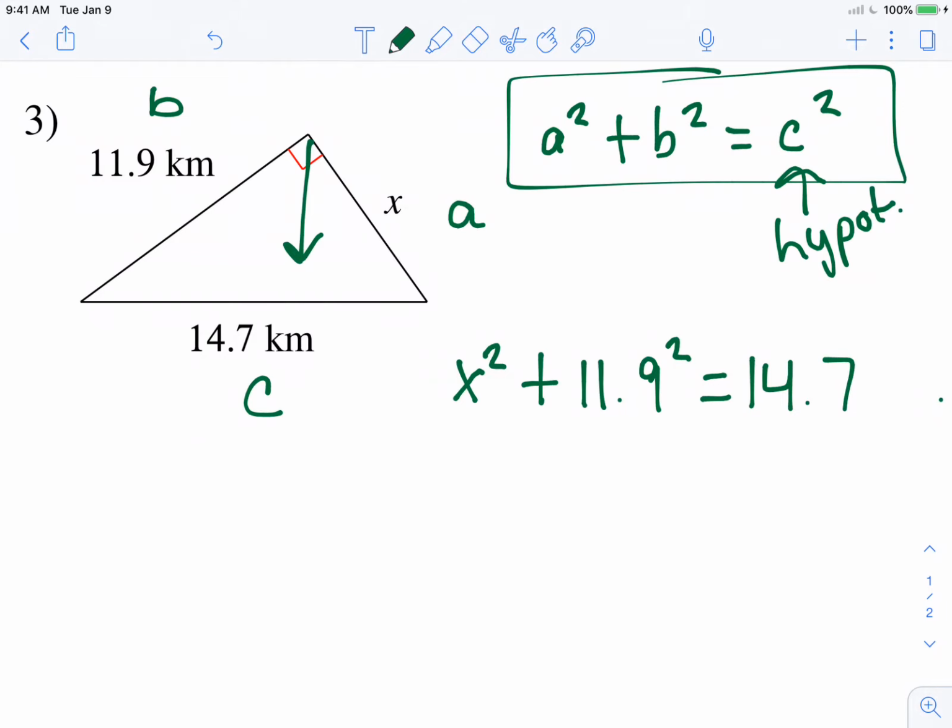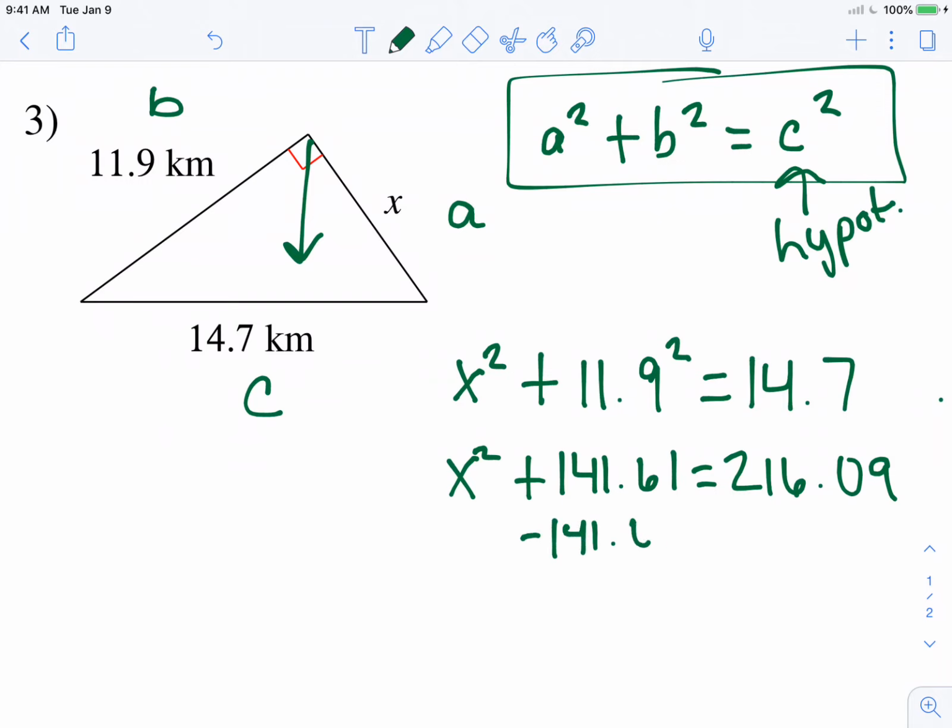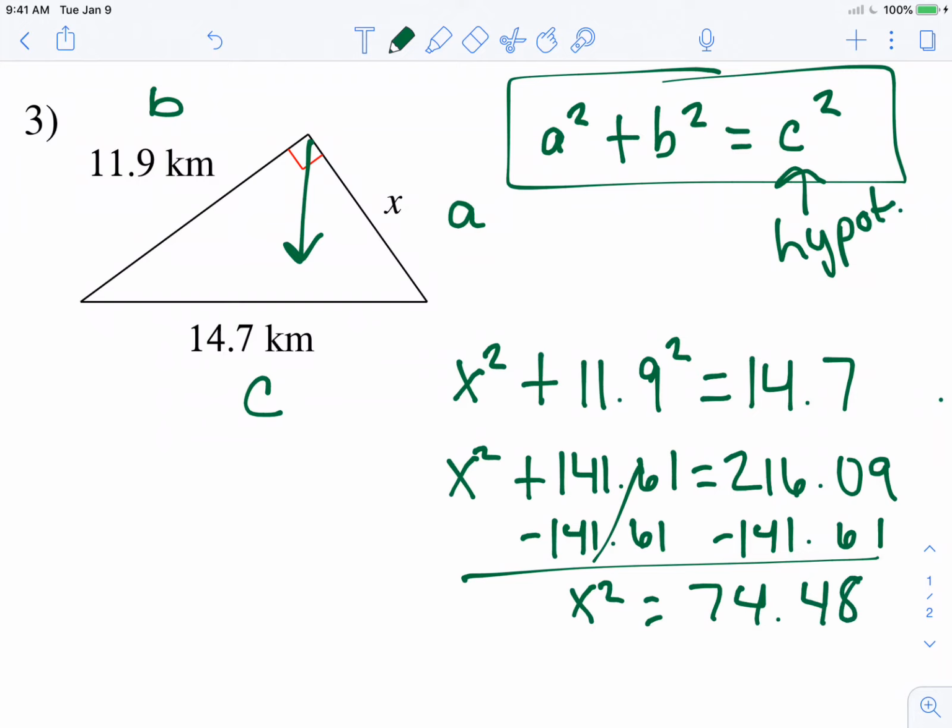So that becomes 11.9 squared is 141.61. And then 14.7 squared is 216.09. Then I will subtract 141.61. That leaves me with x squared equals 74.48. And the last thing I'm going to do is I'm going to take the square root of both sides.